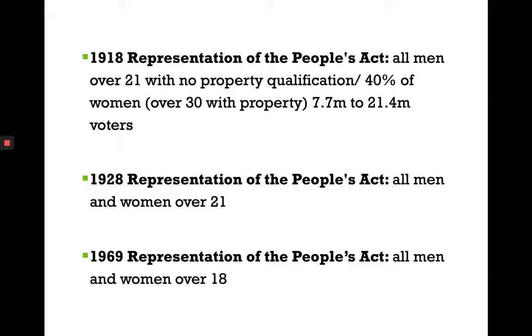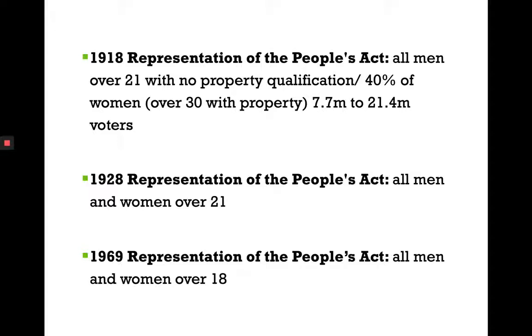And now all men over 21 could vote, and with no property qualification. And now 40% of women could vote. They had to be over 30, and they had to have property. What we saw in 1918 was an increase in the number of people who could vote from 7.7 million to 21.4 million. And then 10 years later, in 1928, we have another Representation of the People Act, and now all men and women over the age of 21 could vote.